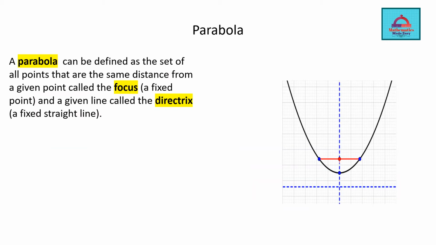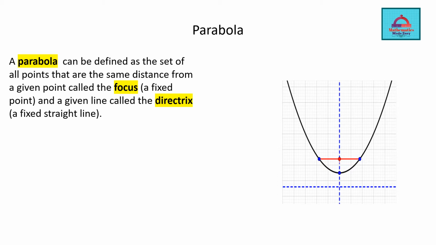So let me define a parabola for you. A parabola can be defined as the set of all points that are at the same distance from a given point called the focus. So the focus is going to be the fixed point, as you can see. This is the U-shaped black curve of the parabola. The point at which it starts, this blue dot, is the vertex, and the focus is this red dot that you see. So it's a fixed point, and we are very concerned about this focus.